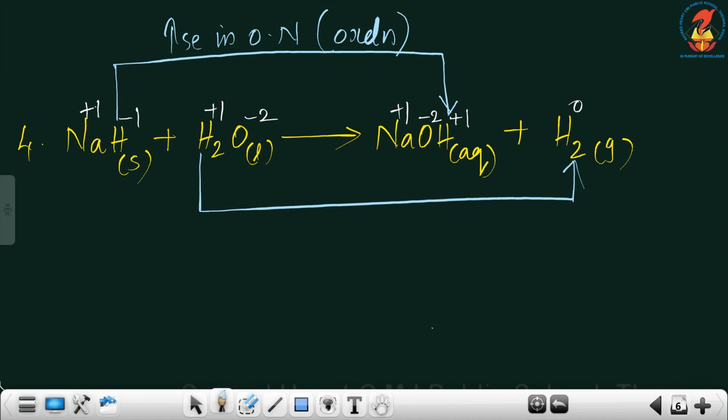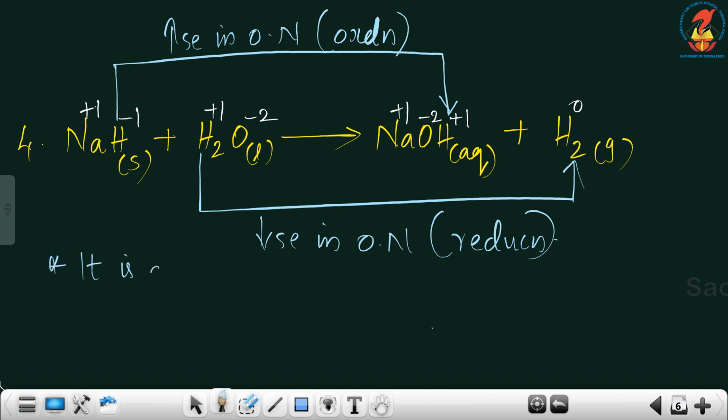What about the hydrogen which is in the +1 oxidation state? Yes, the change in oxidation number is +1 to 0. So what is the change? There is a decrease in oxidation number, or it is undergoing reduction. So since there is oxidation and reduction taking place simultaneously, we can say that it is a redox reaction.